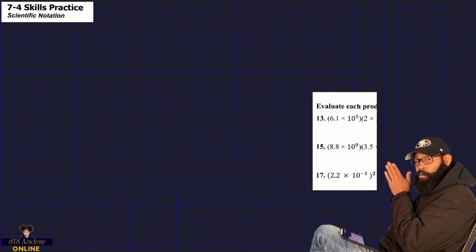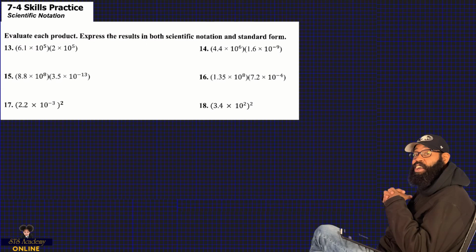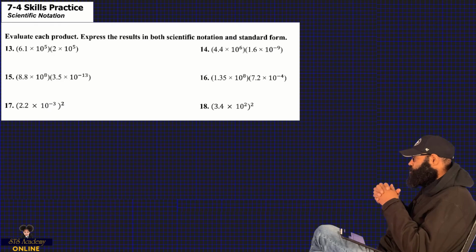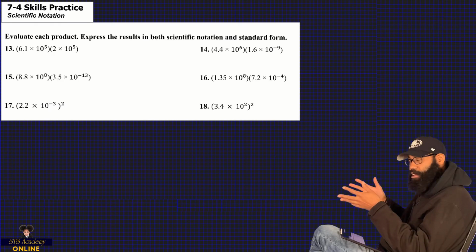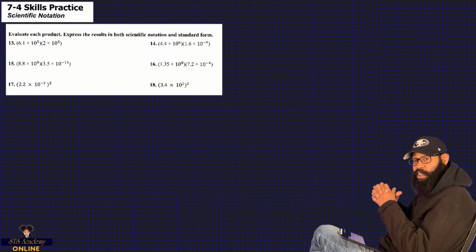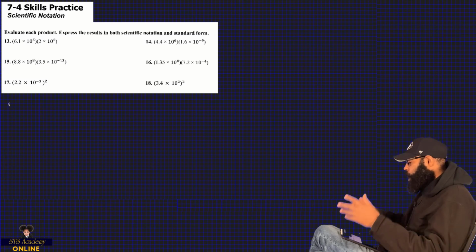It's gonna get a lot more challenging. And I hope you have a calculator handy, because I know I did when I did this handout. So, moving on to the second portion, guys, where we're actually going to be doing some operations. We're going to be multiplying our scientific notation. So evaluate each expression, express the results in both scientific notation and standard form.